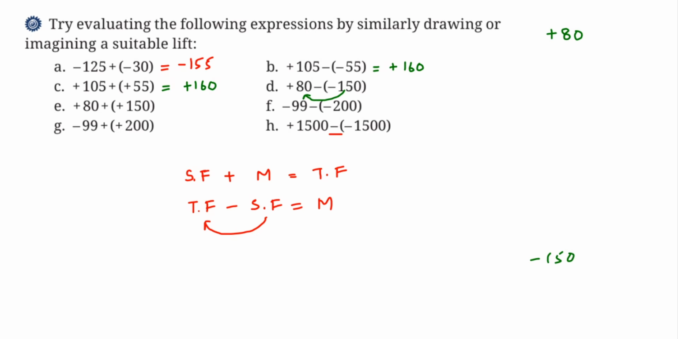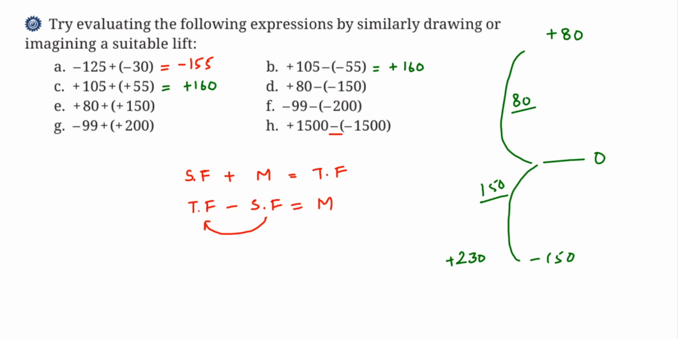So from minus 150, first you go to the entry level, which is 150 floors up. And then from 0 you have to go 80 more floors. So 80 plus 150, when you add up, you get 230. Since we are going up, it will be a plus sign. So your answer here will be plus 230.